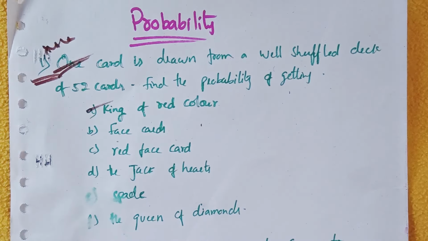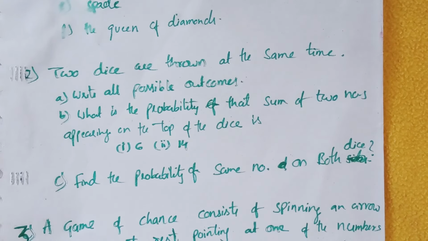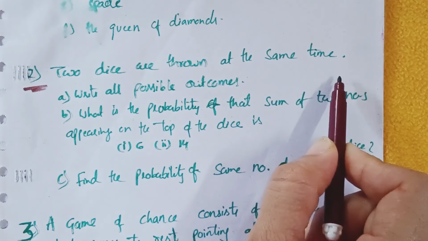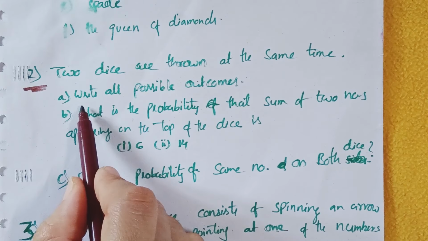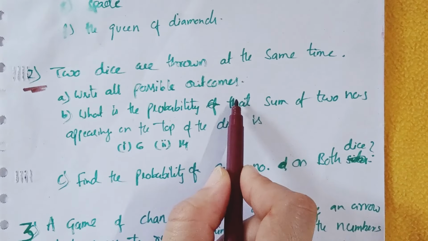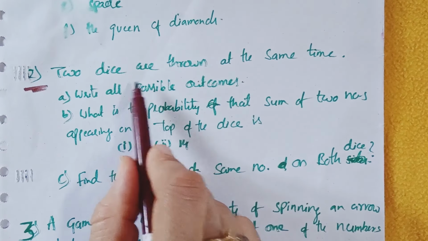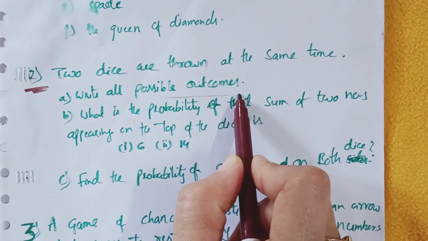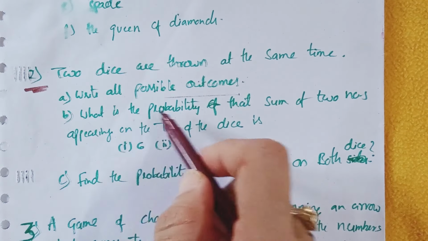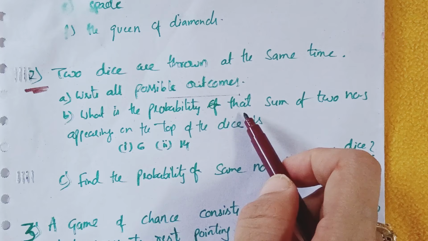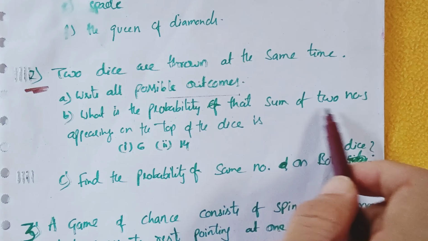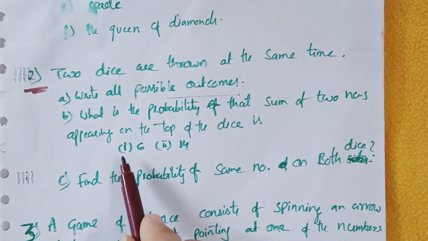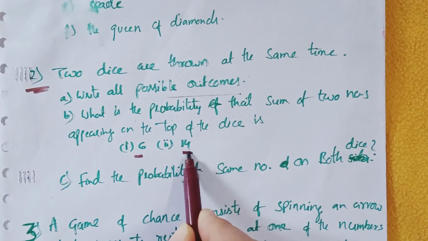Okay, so next we'll see the second question, which is, 2 dice are thrown at the same time. Write all possible outcomes. So if 2 dice are thrown at the same time, you have to find out the possible outcomes from the 2 dice. And next question will be, what is the probability that the sum of 2 numbers appearing on the top of the dice is, first one is 6, second one is 14.